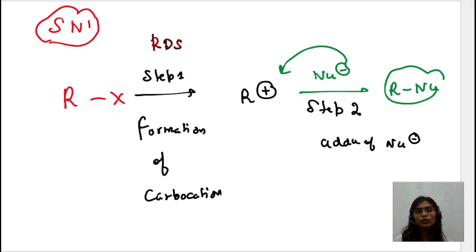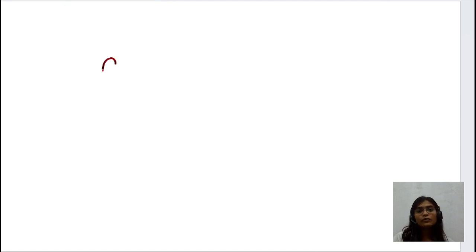When a reaction follows more than one step, the slowest step is the rate determining step. So the formation of carbocation is the rate determining step, of course. Now quickly recall GOC. Suppose this is my positive charge, and this is CH3, this is CH3, and this is CH3.